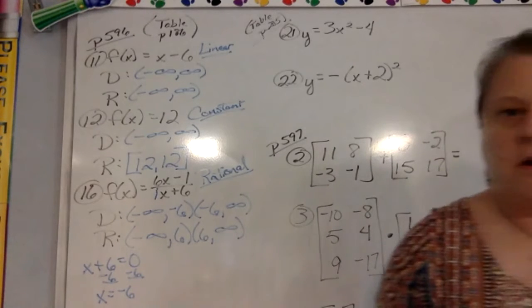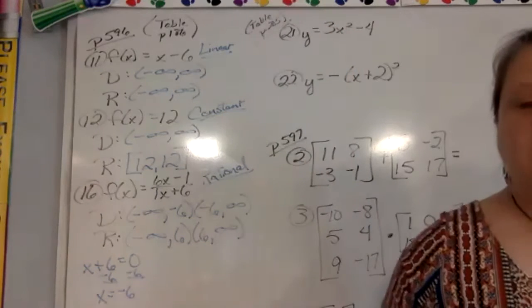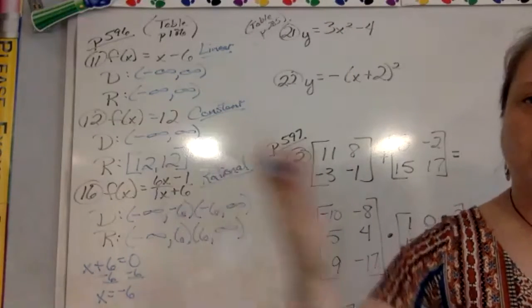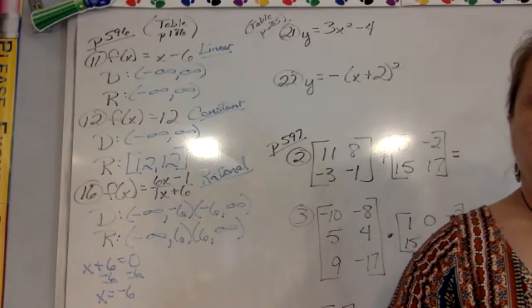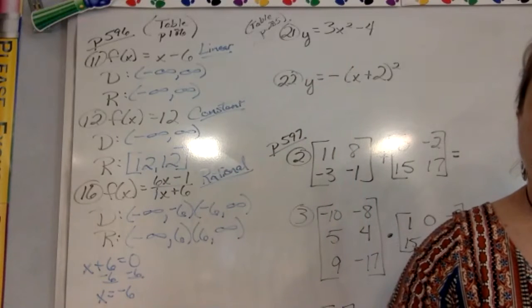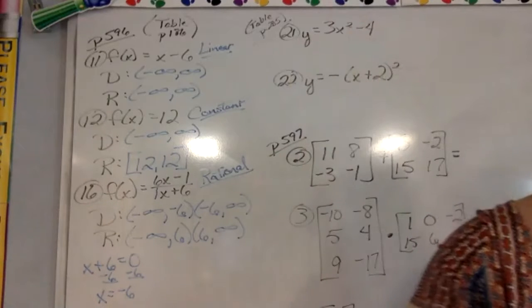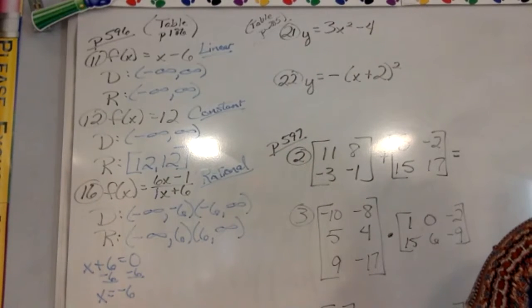Translation is just sliding it over. So if it's talking about vertical, we know that's going up or down. If it's talking about horizontal, that's going left or right. A reflection means it takes it and it flips it over. Stretching means it's going to make it skinnier and taller. Compression is going to make it shorter and fatter. Okay, so we're looking at the table on 205 for these.